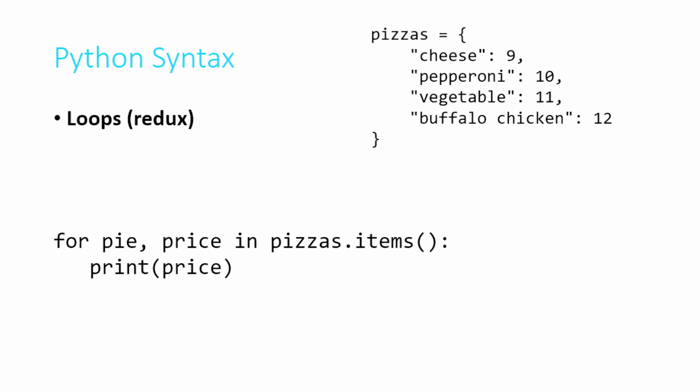Or for pi comma price in pizzas.items. Now I have to specify pizzas.items here to make it so that it can iterate over all of the values. I can iterate over all of the keys automatically in a dictionary, but if I want to iterate over the values, I have to transform the dictionary into a list. In order to do that, I need to use the .items method to transform my dictionary into a list for purposes of just iterating over this. Then I can print out the price. So in this case, I would print out 12, 10, 9, 11.